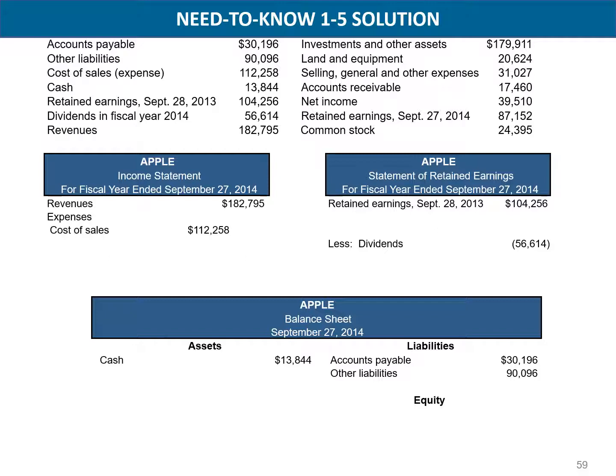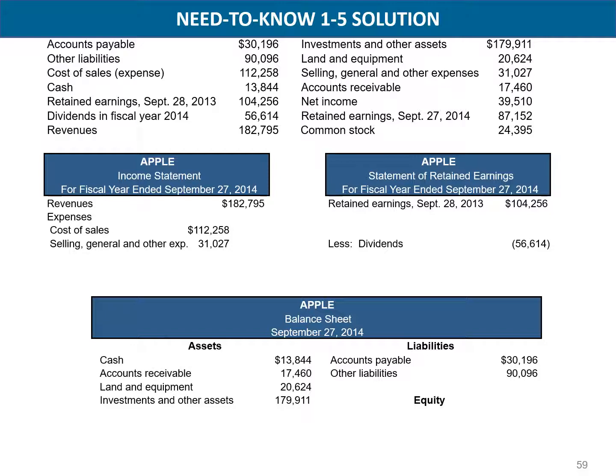And then we have investments and other assets. Kind of gives it away in the heading, right? That's an asset account. So that belongs over here on our asset side of our balance sheet. And we have land and equipment. So land and equipment are also assets. So place those there. Then we have selling, general, and other expenses. That belongs on our income statement. Then we have accounts receivable. Accounts receivable is an asset account, $17,460. And then we have net income. Net income belongs on our balance sheet.